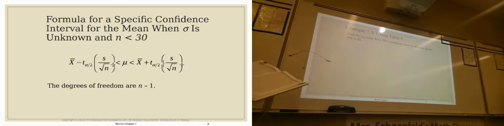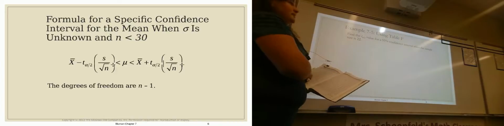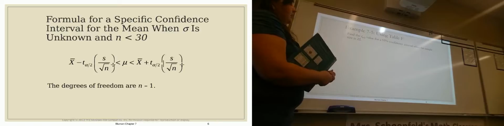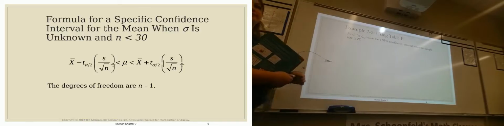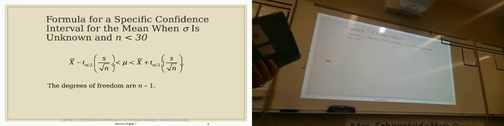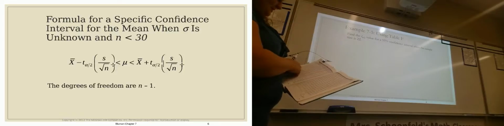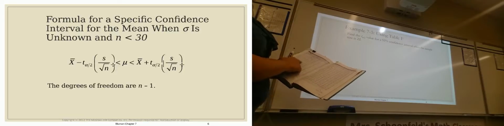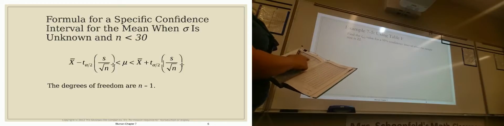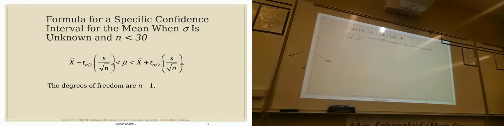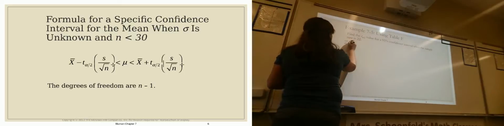I'm looking in my table. If my sample size is 22, my degrees of freedom is 21. So I'm looking at 21 over here. Then they say 95%. So over at 21, 95%, I have 2.080.